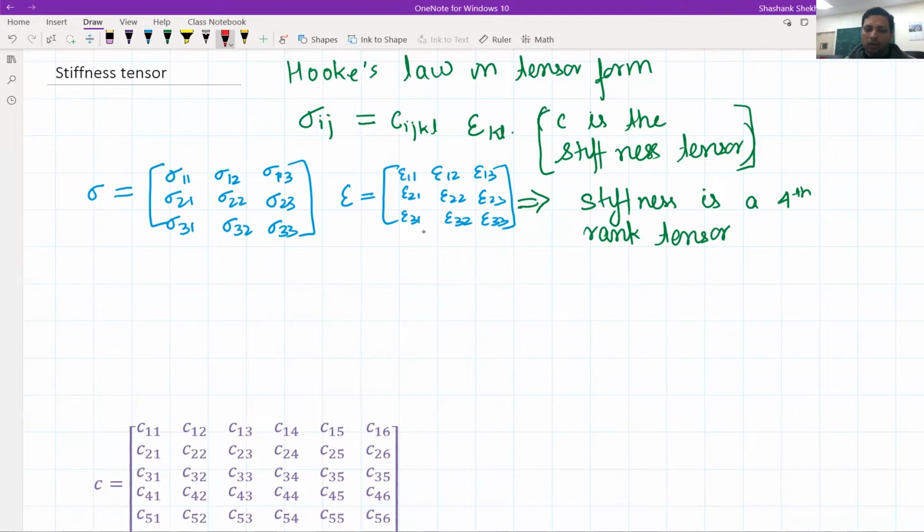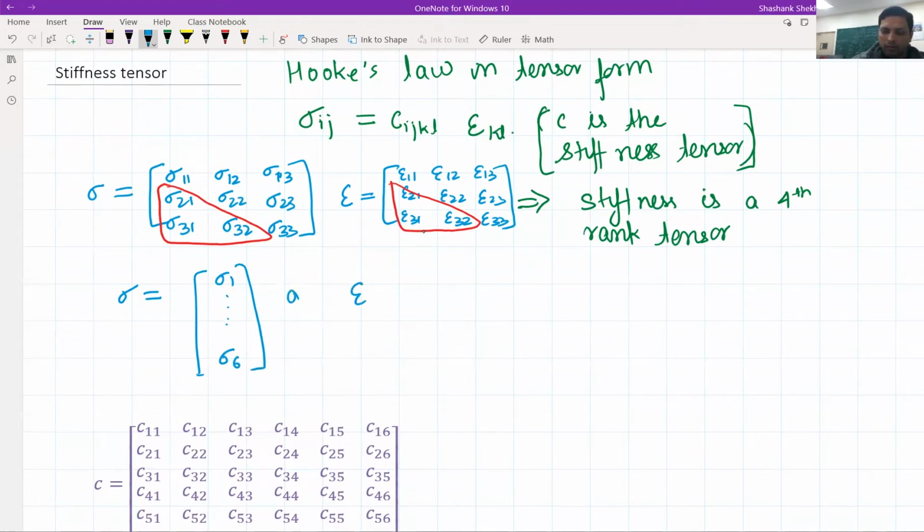Now here, as you can see, there is a second rank tensor, there is a second rank tensor. So obviously, if something has to relate them, then it will be a fourth rank tensor. But we know that there are three quantities which are not independent here. Similarly, there are three quantities which are not independent here, which means we can write sigma as something like this. So there are six quantities over there.